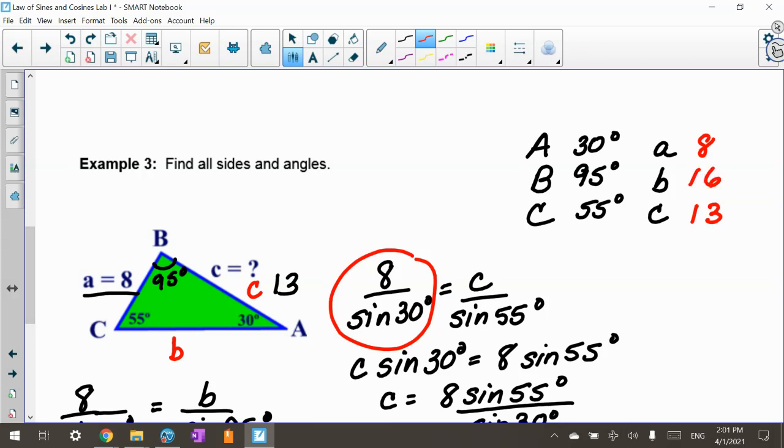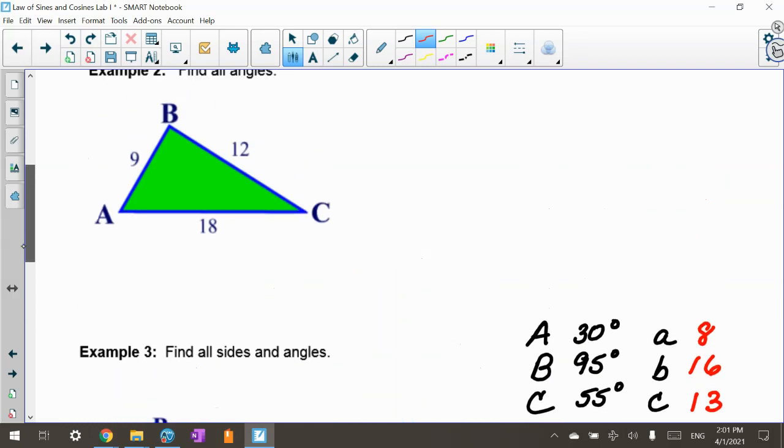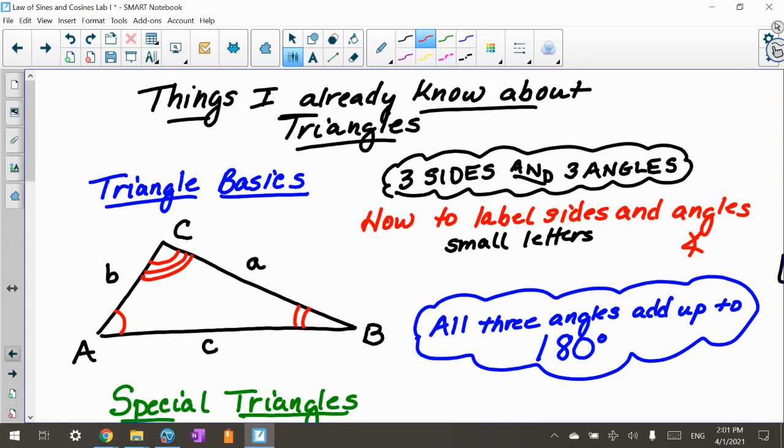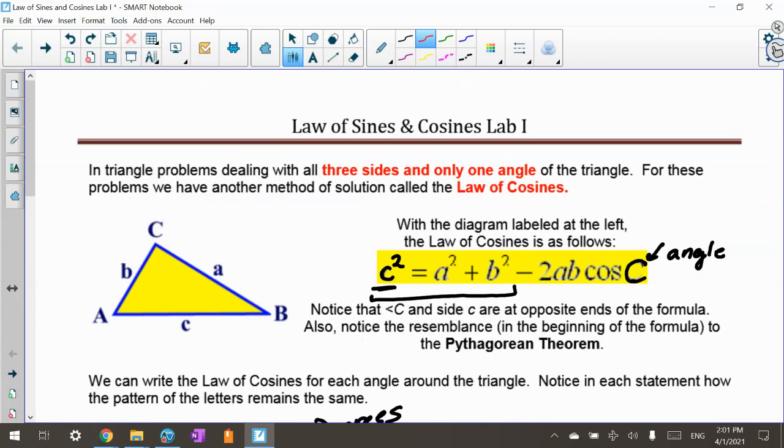So this is my second introduction, I should say, to the law of sines and cosines. And then we've practiced one of each. I erased that so we could see it. And then we also talked about everything we know about a triangle, and we talked about what all the formulas are. So I hope that this helped.